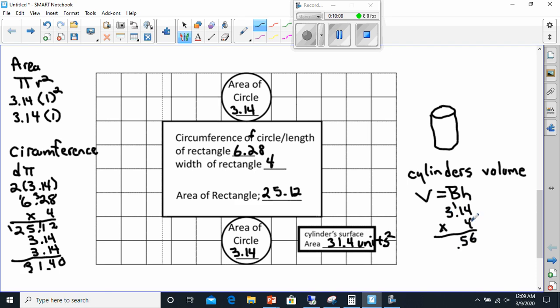And 3 times 4 is 12. That means the volume of this particular shape is going to be 12.56 units cubed.